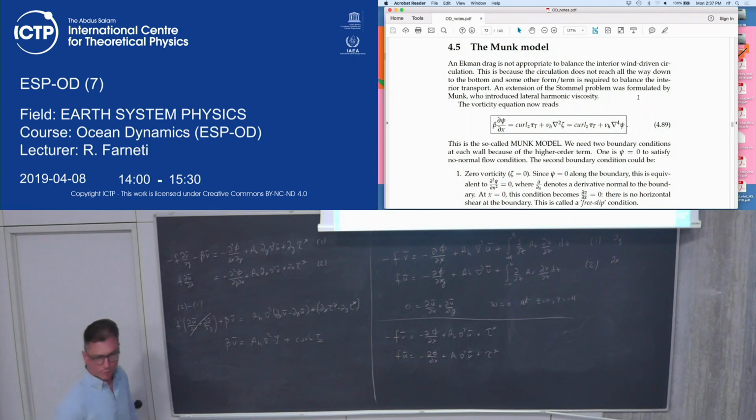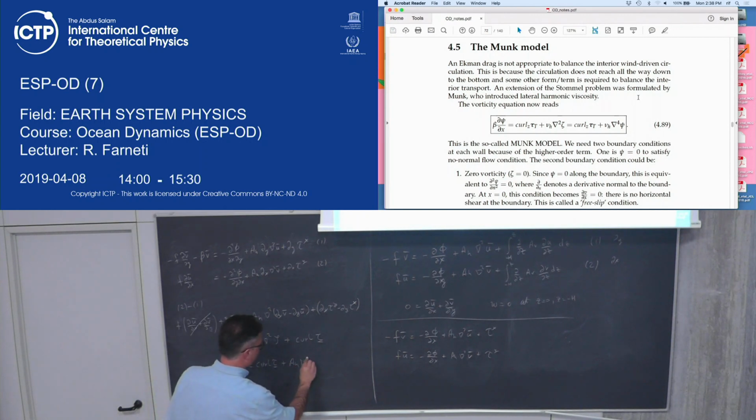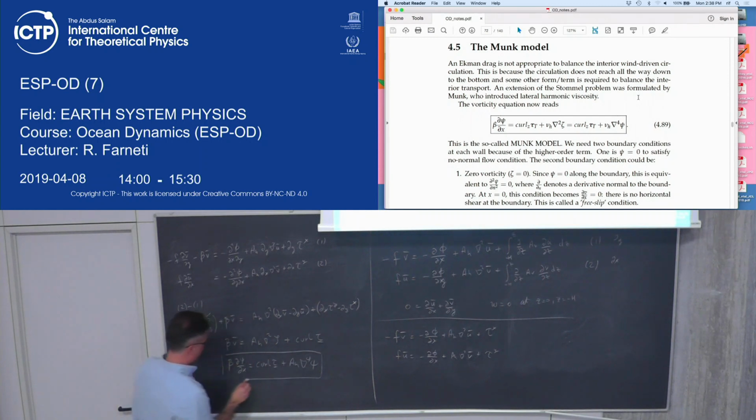And you can plug in the definition of the stream function, and you recover the solution that we know, which is the curl of tau plus you put the stream function here, and you get a quadratic term. So this is the Munk problem. Okay, much easier to get to the Munk problem this way.